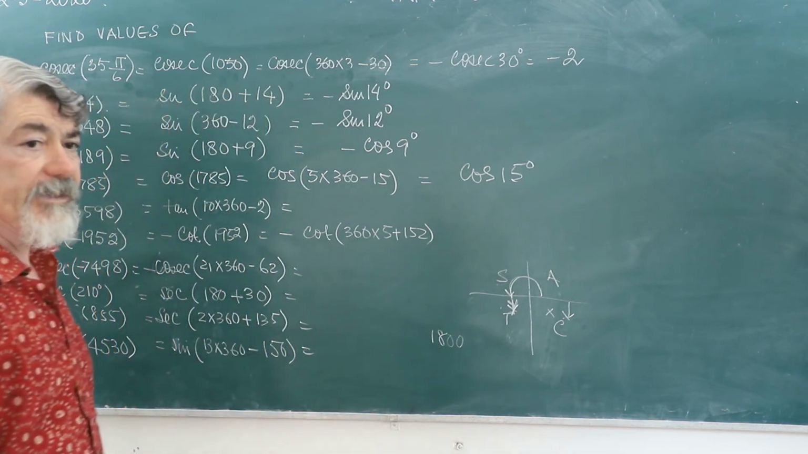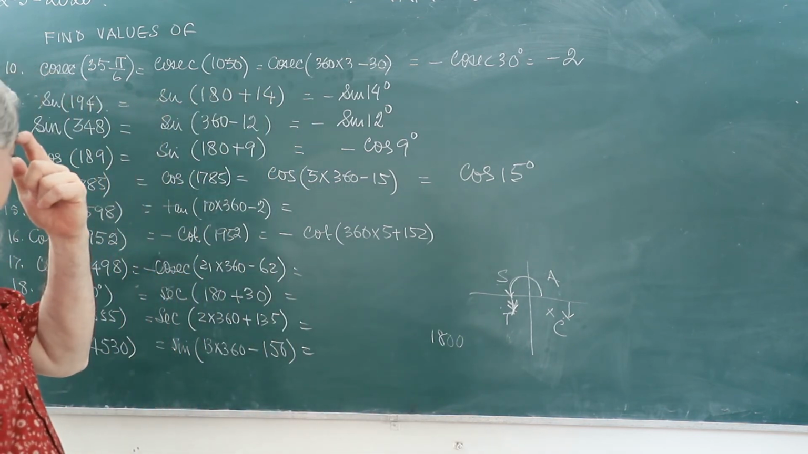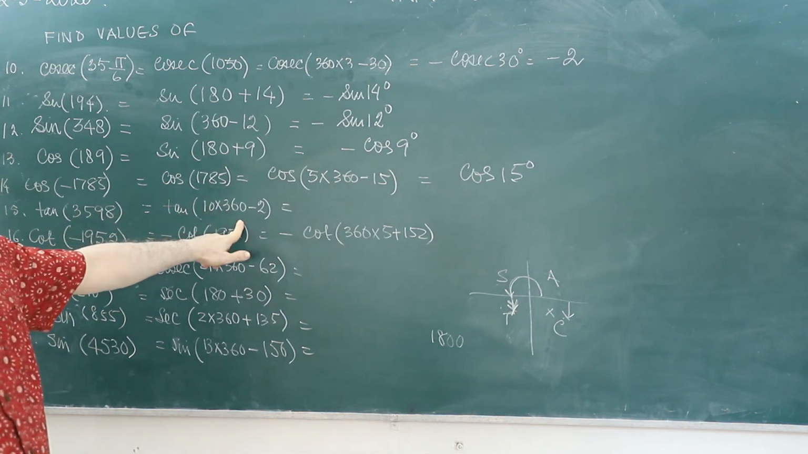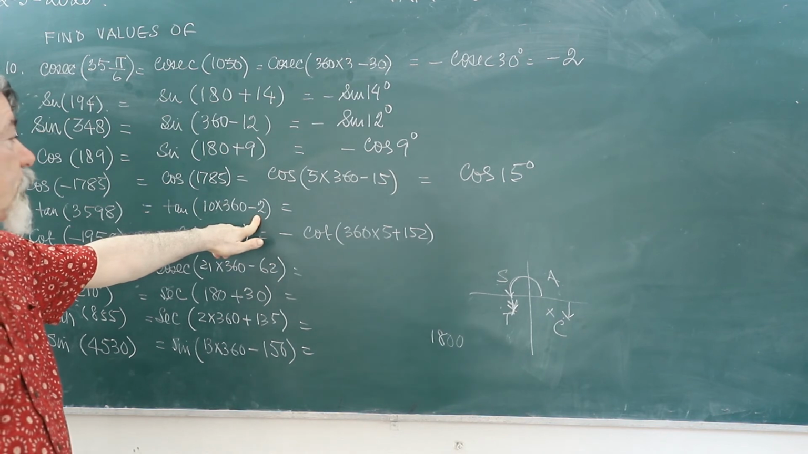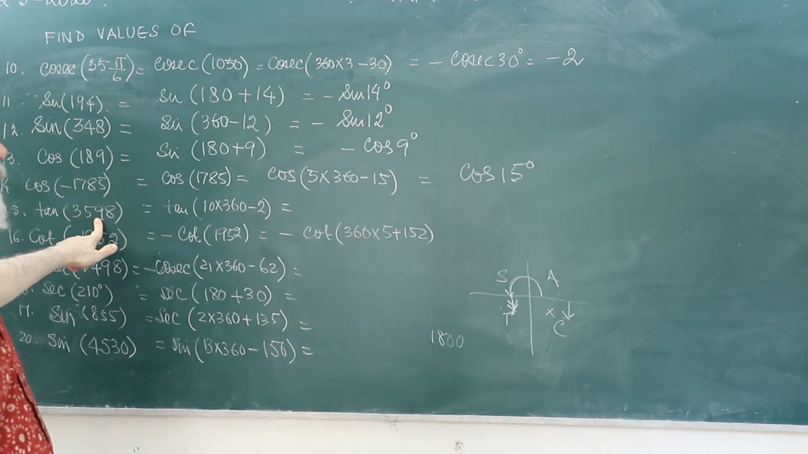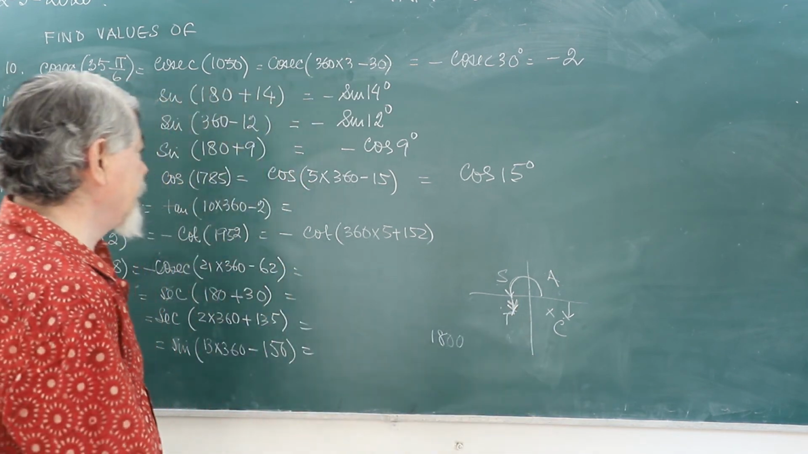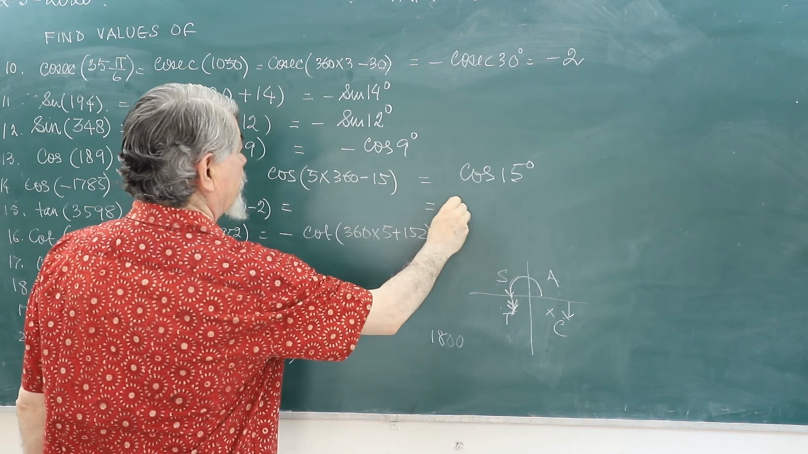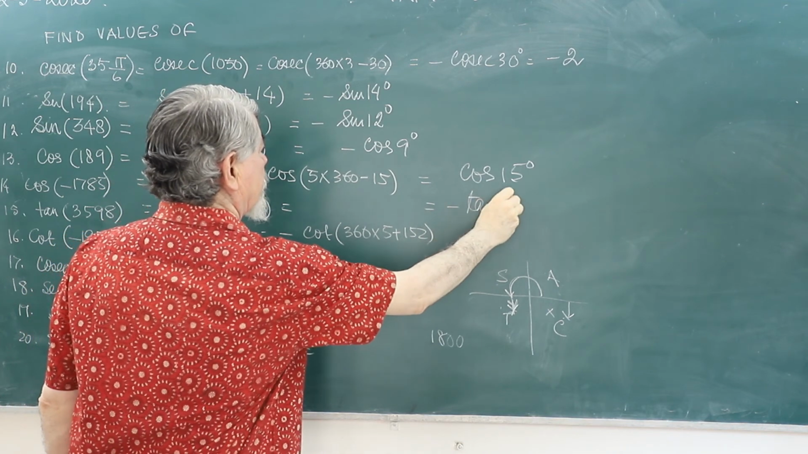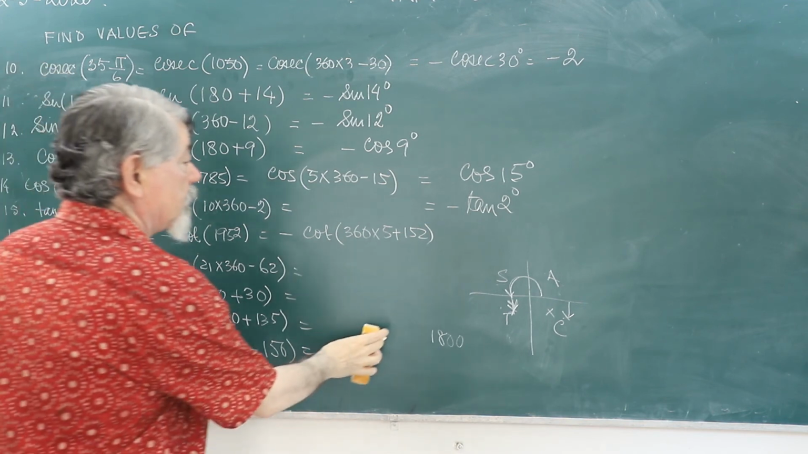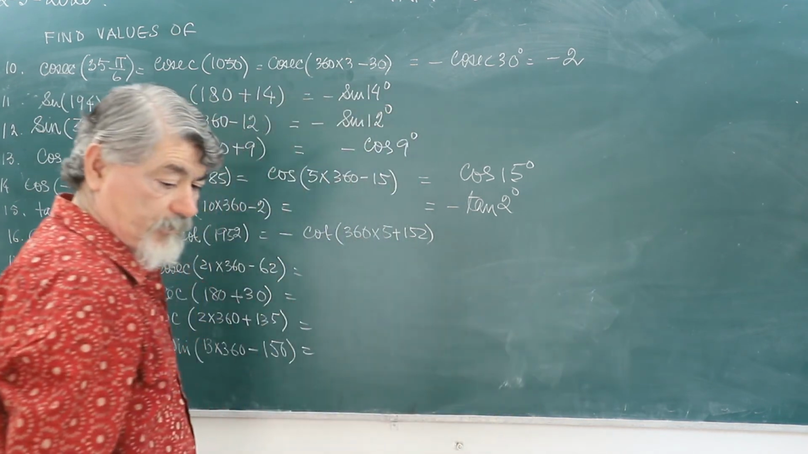The value of cos 15 can be seen from the natural tables. 3598, 3600 minus something. 10 into 360 will be 3600, 3600 minus 2 will be 3598, and it will again fall into the fourth quadrant. Here again it is minus, so it will come minus 2 degree. Again we can see it from the natural tangent tables.